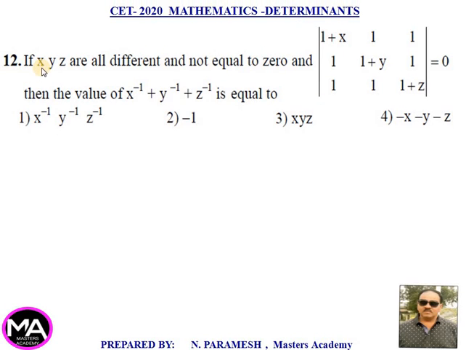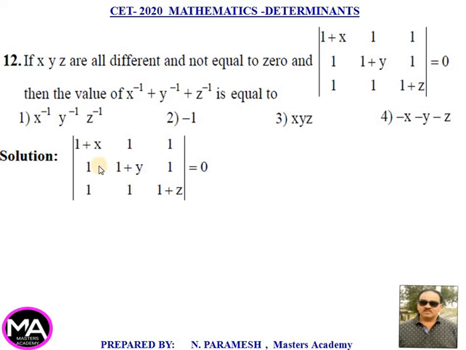12th question. If x, y, z all are different and not equal to 0, and determinant 1 plus x, 1, 1 first row, 1, 1 plus y, 1 second row, 1, 1, 1 plus z third row is equal to 0, then the value of x to the power minus 1 plus y to the power minus 1 plus z to the power minus 1 is equal to, 4 options are given. Solution. Determinant 1 plus x, 1, 1 first row, 1, 1 plus y, 1 second row, 1, 1, 1 plus z is equal to 0.